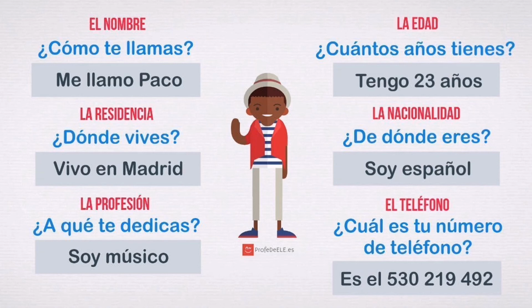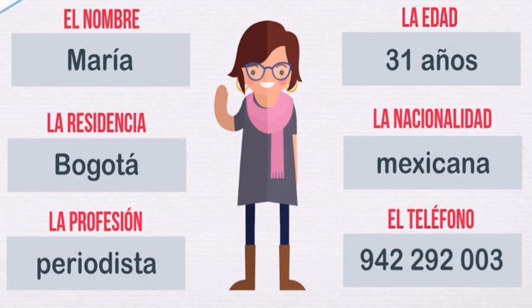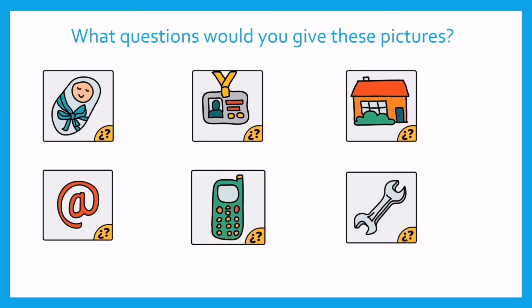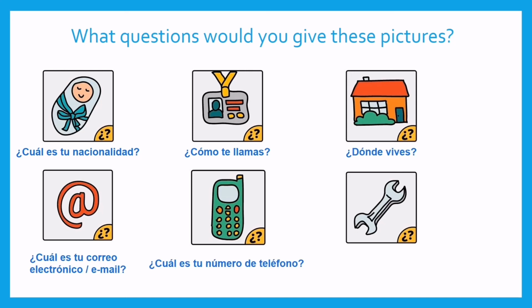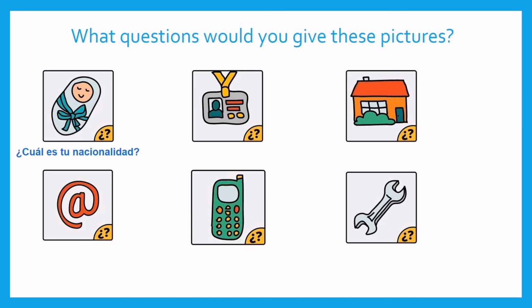And here we have another example for another person giving out their personal information. Her name is Maria. You can read the information given and try to guess what she's saying, and if her personal information aligns with yours. So here you have some sort of exercise. What questions would you give these pictures? You're going to try to guess what question you would attribute to these pictures, asking for personal information. You can do this exercise and then check your answers. It would help you a lot.